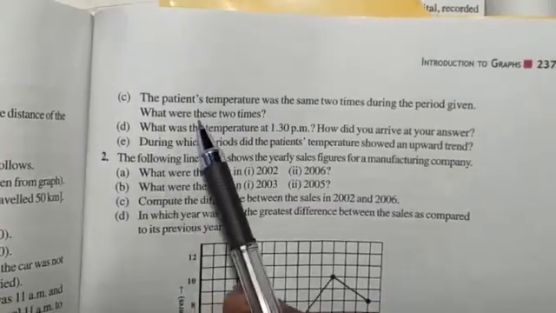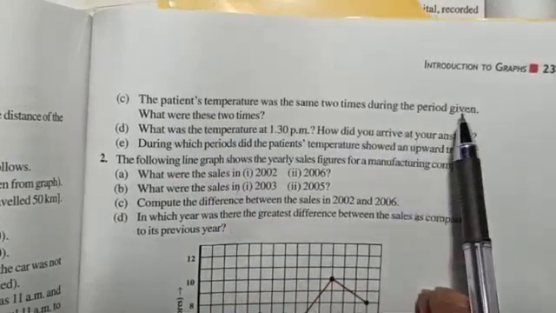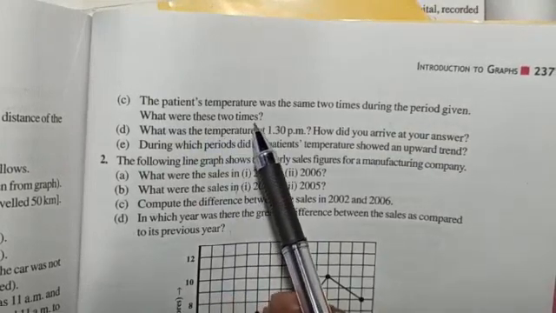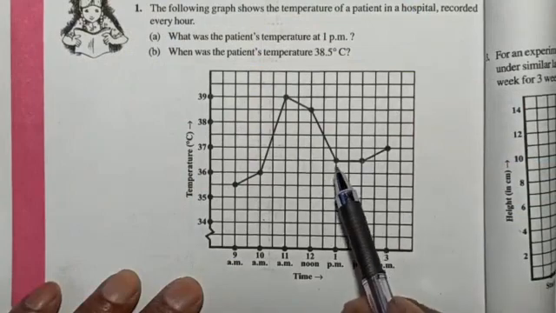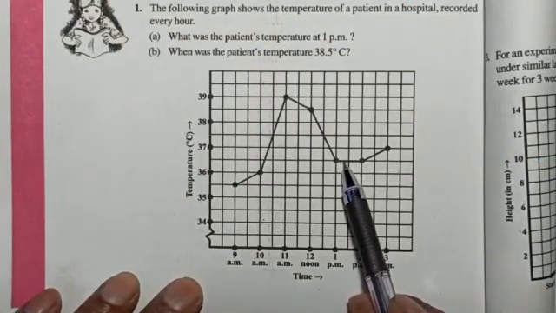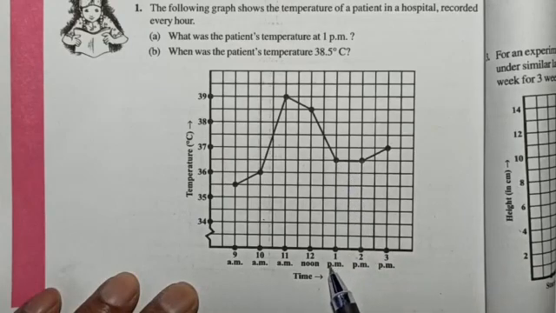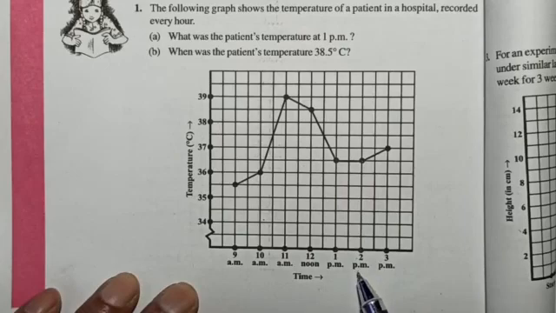Question number C, the patient's temperature was the same 2 times during the period given. What were these 2 times? Okay, now let's write this. Now let's see in the graph. So at these 2 points, the temperatures are same. So at this point, the time is 1 p.m. and at this point, the time is 2 p.m.